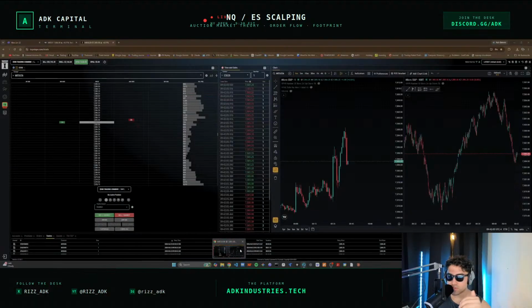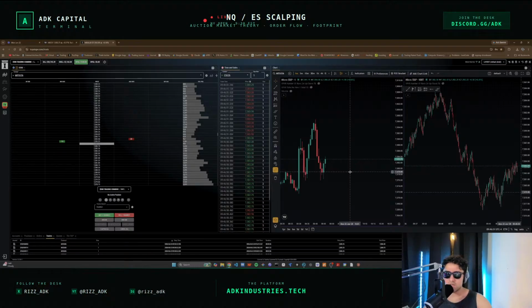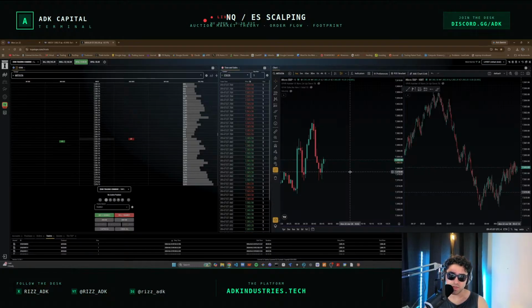That's how the volume shifts. That's how the liquidity shifts, right? And obviously they need some liquidity to take the market higher. So that's the context behind the move. You always gotta put some context behind some moves, right? Without context, you cannot trade auction market theory.